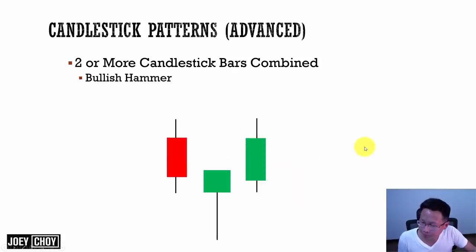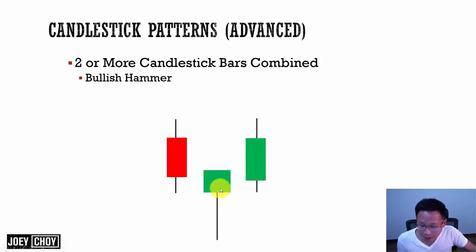Okay, let's move on. Next one would be a bullish hammer. So a hammer would be something like the shooting star, but just the opposite. So this would be the hammer. We're looking at a few candlestick bars together. We have a bit of resistance here. Same thing, this is the high of the day.